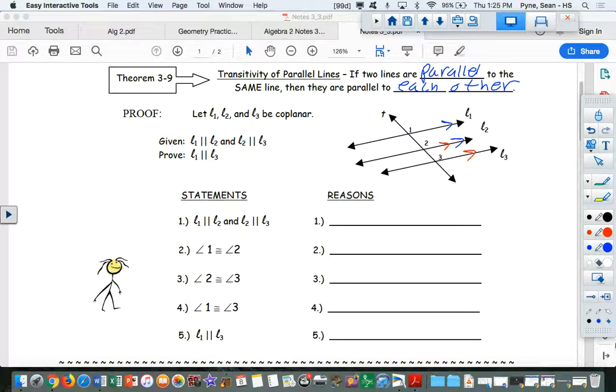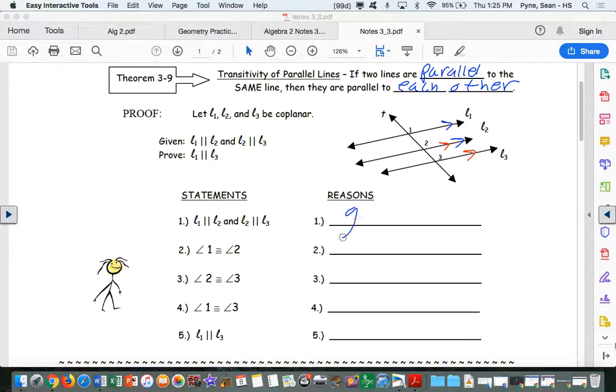All right, so first things first. The given is that L1 is parallel to L2. I already have that marked. And L2 is parallel to L3. I already have that marked. The reason? Given.